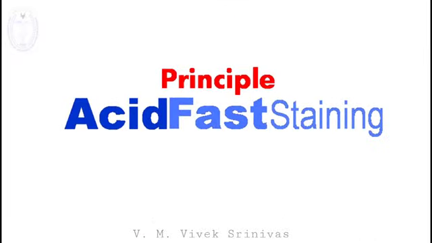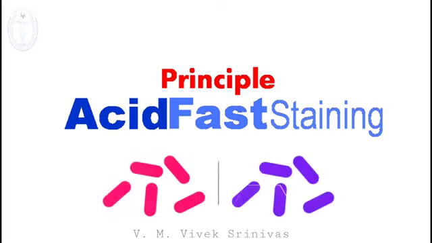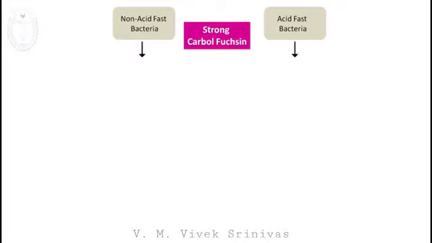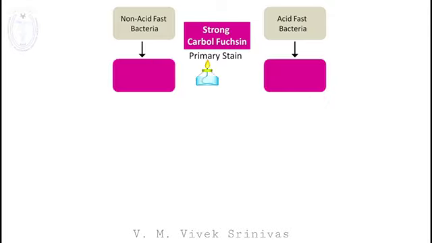Coming to the principle behind the acid-fast staining technique. This technique differentiates the bacteria based on their coloring property. Therefore, we will discuss the coloring property of the acid-fast and the non-acid-fast bacteria in parallel to each other. Once the bacteria are treated with the strong carbolfuchsin, which is the primary stain used here, along with the heat treatment, it gives a pink color to both the bacteria. But only the acid-fast bacterium fixes the primary stain.